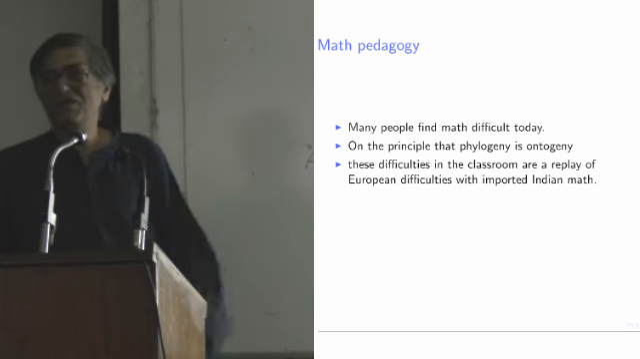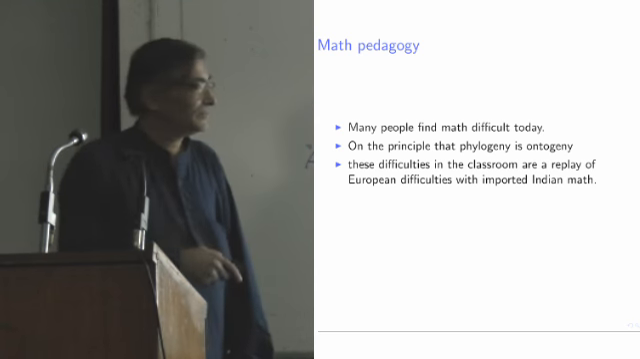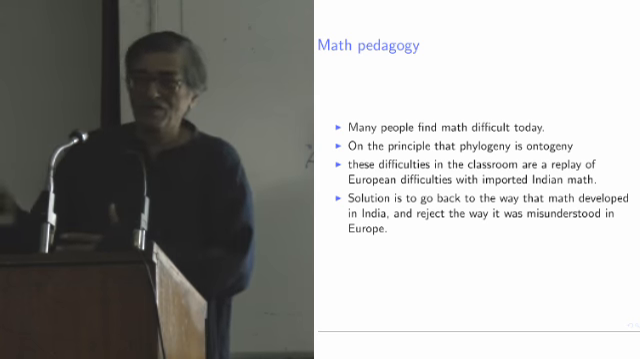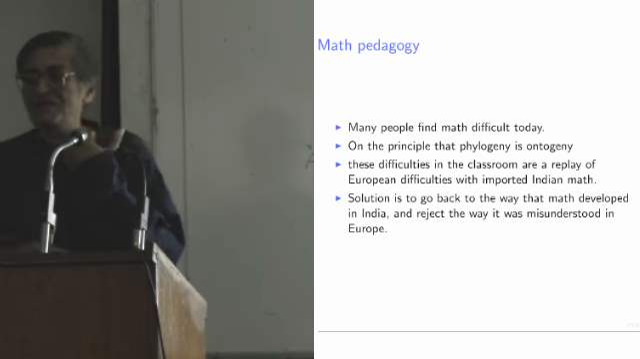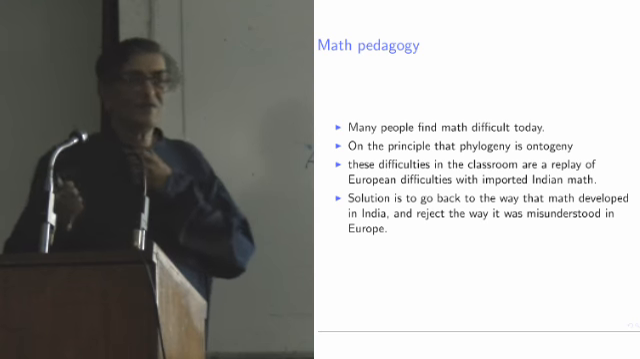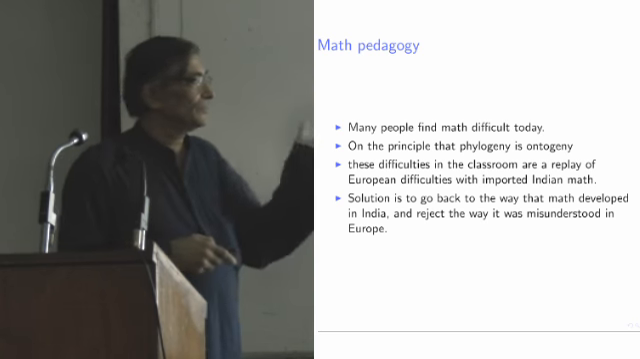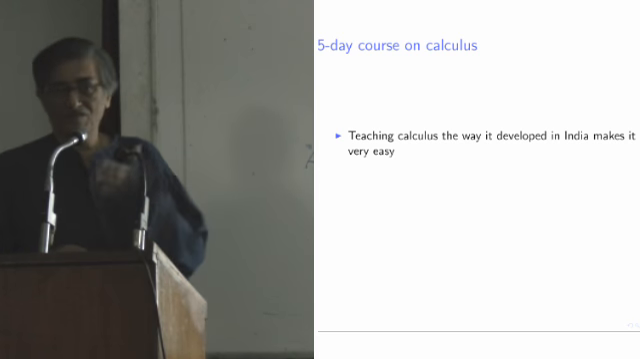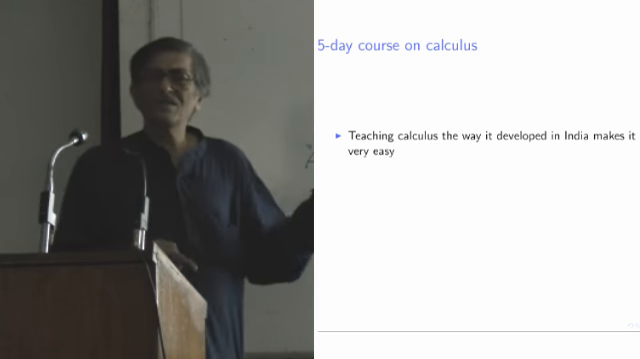And it's all the metaphysics that they developed which makes 2 plus 2 equal to 4. If you want to prove it, it takes 378 pages. So you don't want to do that. Most people are able to live their life without learning that proof of 378 pages. And if you learn it, it will not enlighten you. So the solution is to go back to the way it developed, reject it. And teaching calculus the way it developed in India makes it extremely easy.